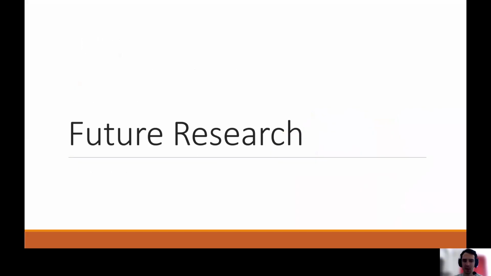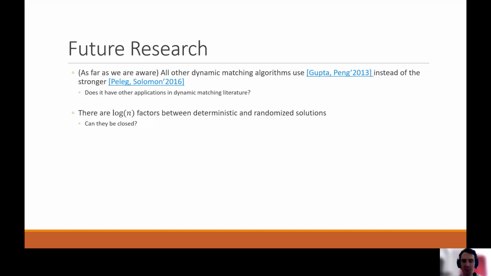Okay. Now let's talk about some possible future research directions. As mentioned, as far as we know, every dynamic matching algorithm using this kind of template is using the Gupta and Peng maximum degree based solution. It would be very interesting to see if there are other implementations using this somewhat relaxed version from Peleg and Solomon. Maybe we can get some stronger results. Also there are some log factors between the deterministic and randomized solutions for this problem, with this being the first deterministic one. And it's an interesting question to see whether they can be closed.